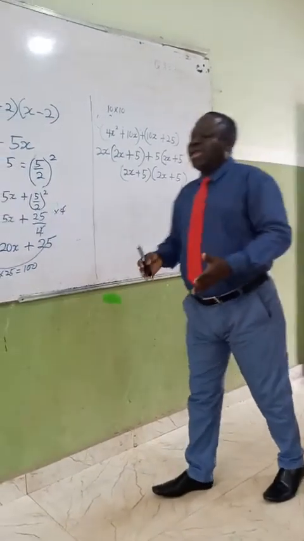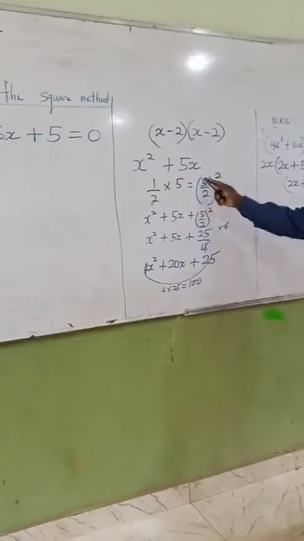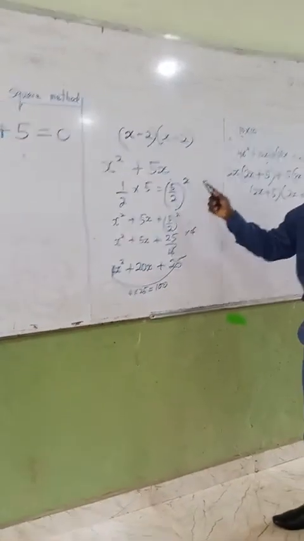So what I added to x squared plus 5x to get this perfect square is (5/2)².